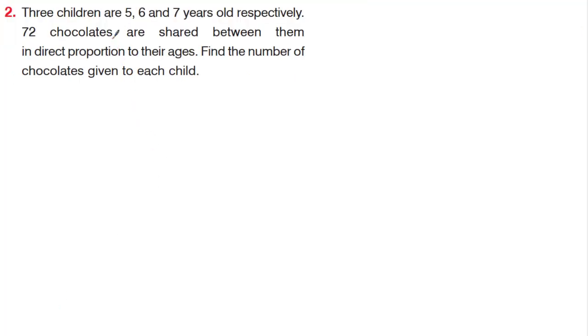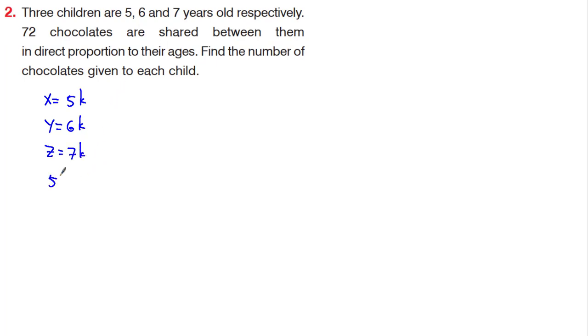3 children aged 5, 6 and 7 years old respectively will share 72 chocolates between them in direct proportion to their age. So what does that mean? The youngest one, let's say X, will get 5 of the shares, so 5K. The second one will get 6 of the shares, and the oldest one will get 7 shares.